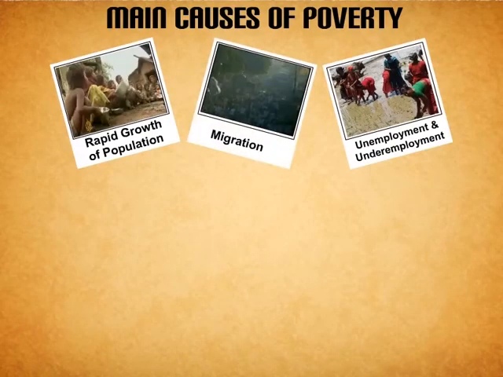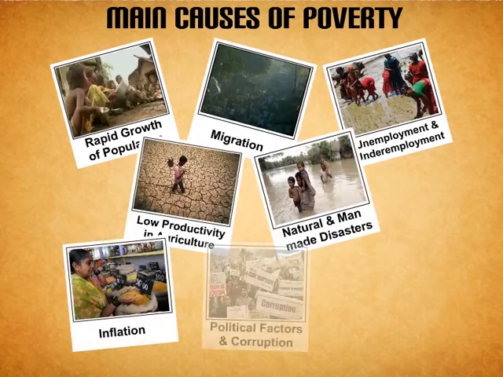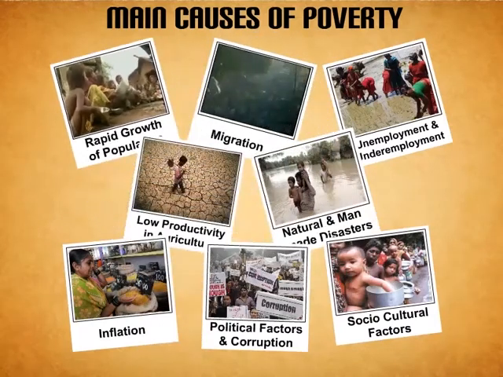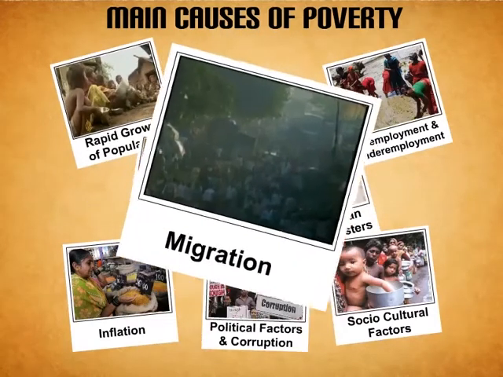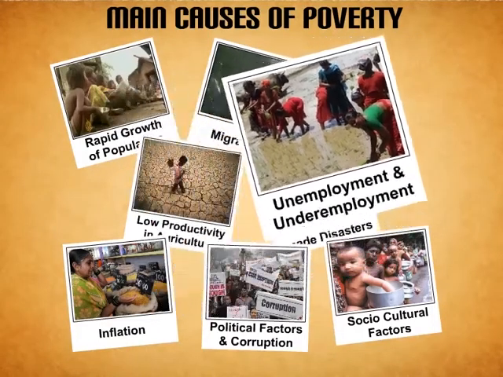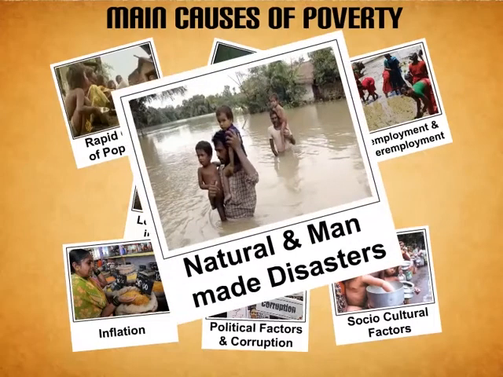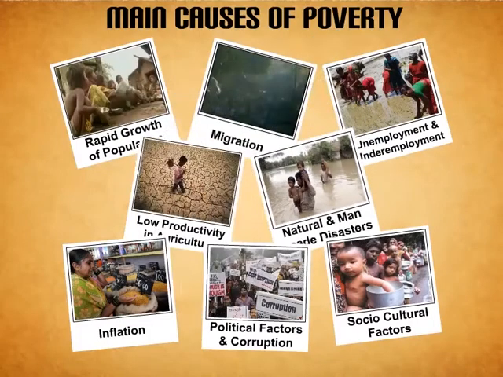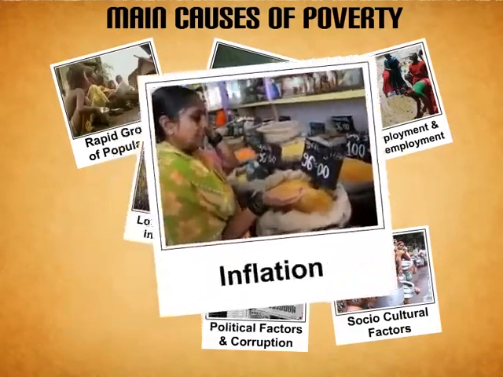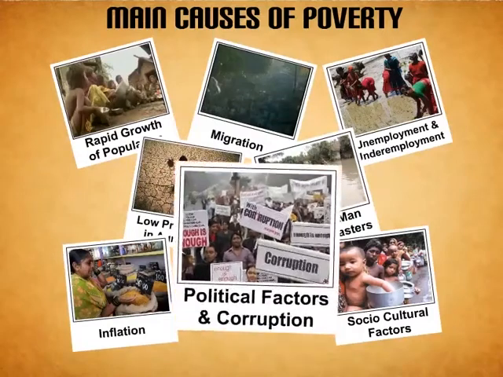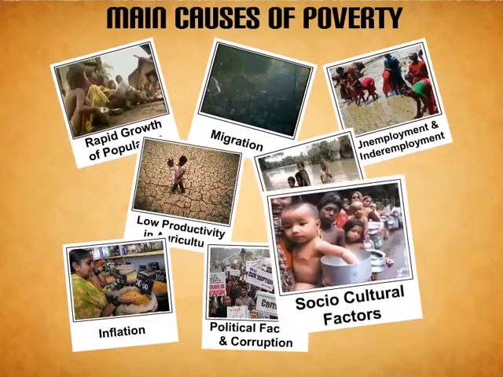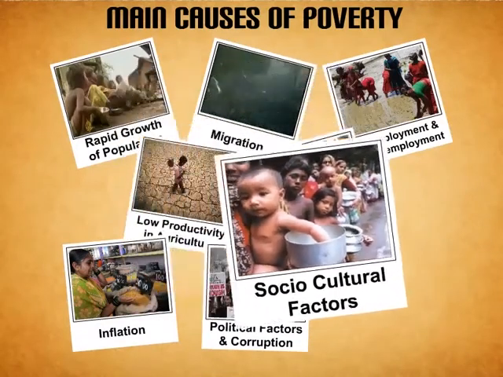So, we can conclude that the main causes of poverty in India are rapid growth of population, migration, unemployment and underemployment, natural and man-made disasters, low productivity in agriculture, inflation, political factors and corruption, socio-cultural factors.